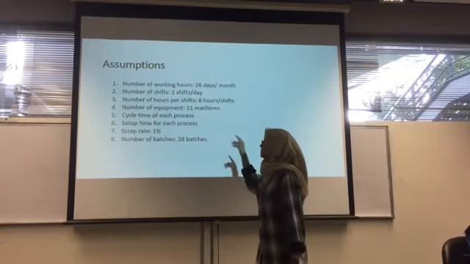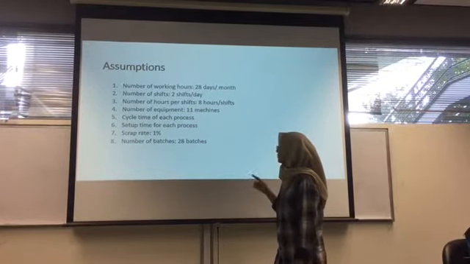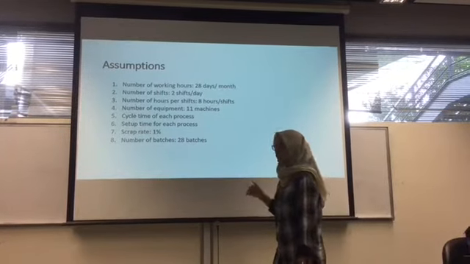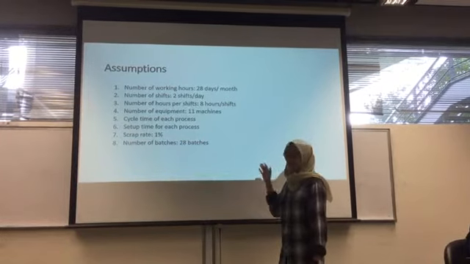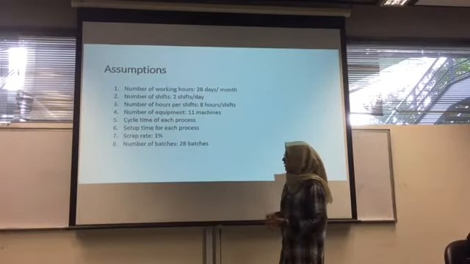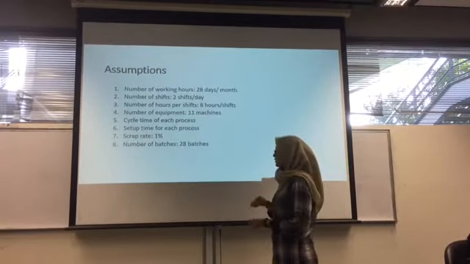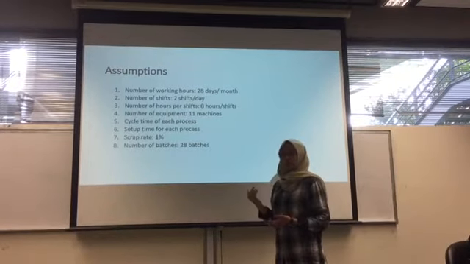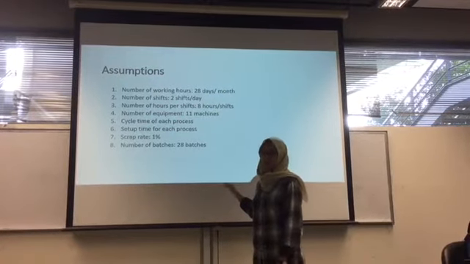Here are the listed assumptions. The number of working days, 28 days per month. The number of shifts, 2 shifts per day. Number of hours per shift is 8 hours per shift. Number of equipment is 11 machines. The cycle time and setup time is also assumed for each of the processes. The scrap rate is 1%, which is equivalent to 0.01. And the number of batches is 28 batches.